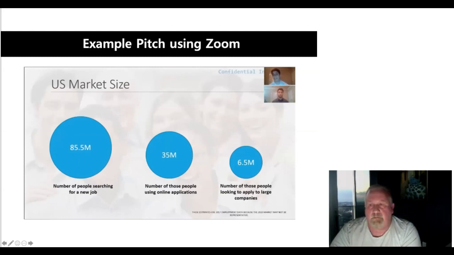First off, there are 85 million people searching for new jobs. Of those, 35 million people are using online applications. And of those 35 million, roughly 6.5 million are interested in applying to different Fortune 500 companies. With this in mind, I decided that there could be a better way to apply to jobs.